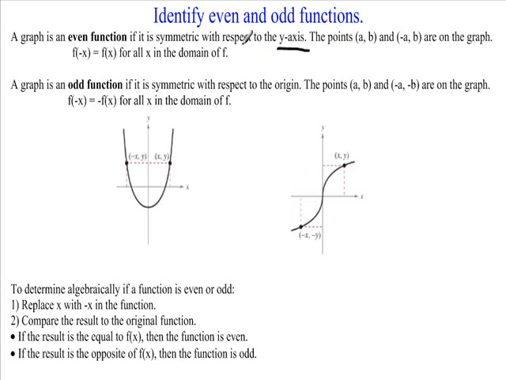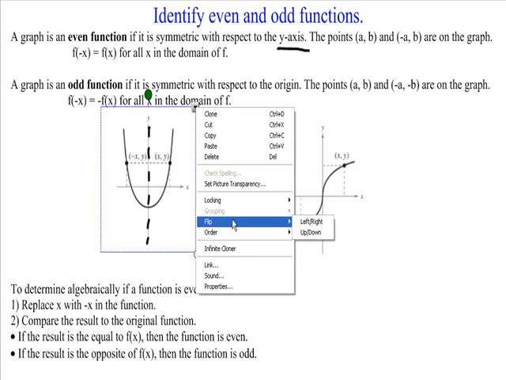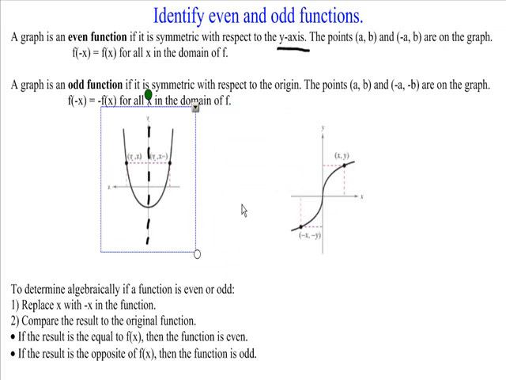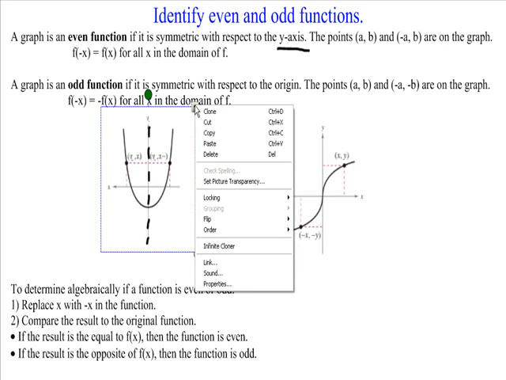And if you remember what symmetric with respect to the y-axis means, I have an example down here. It means that you can basically fold the graph along the y-axis and get the graph to lay upon itself. And let me illustrate that here. If I actually flip this graph from left to right, which would be flipping it across the y-axis, you see that the graph is unchanged. And that's what it means for it to be even or symmetric with respect to the y-axis.